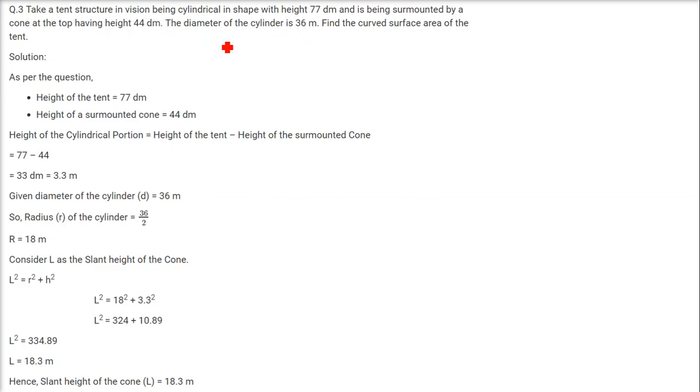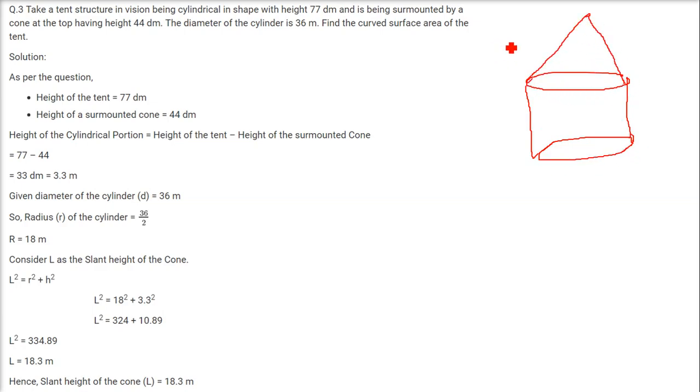Okay, now take a tent structure, cylindrical in shape, surmounted by a cone. So same thing is going on. This type. So now what is given? Height of the tent is given as 77. So from here to here it is 77. Then height of the surmounted cone is 44. So this is 44.